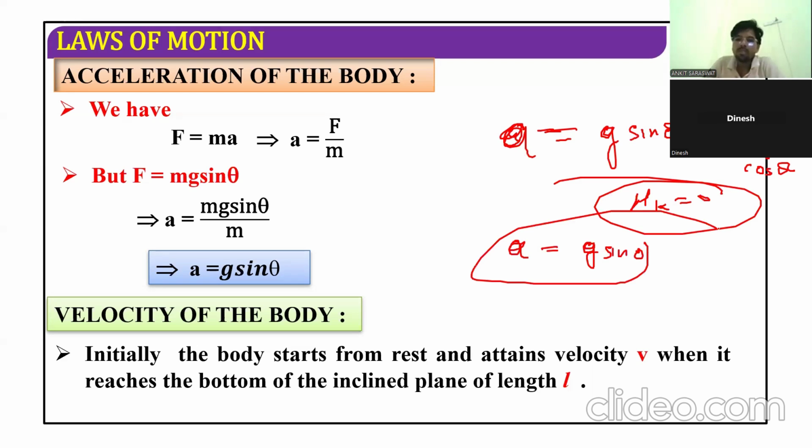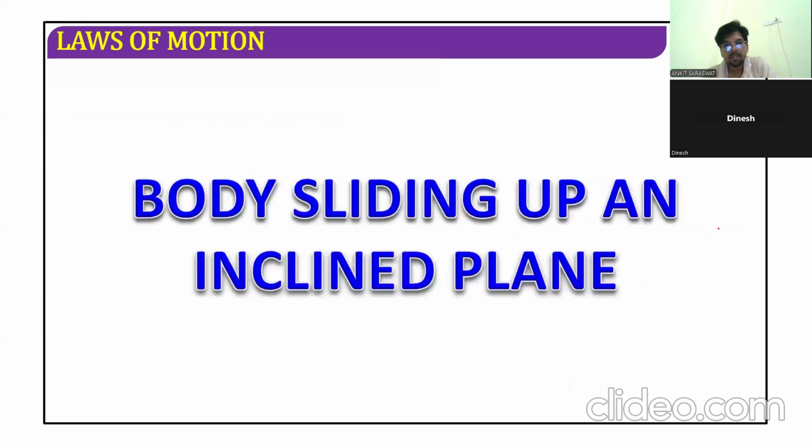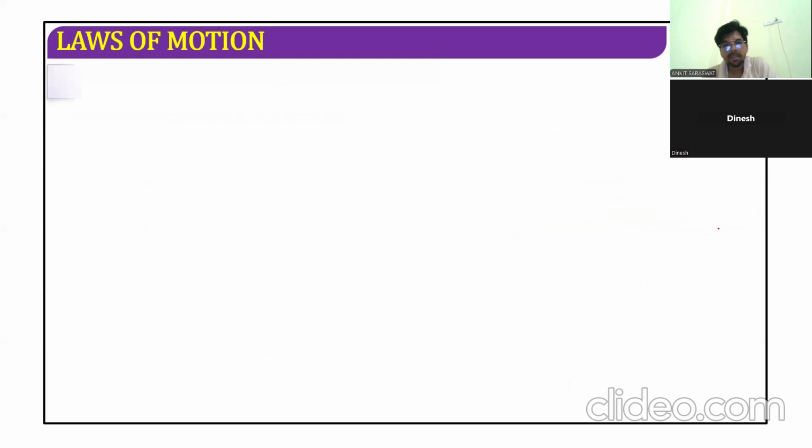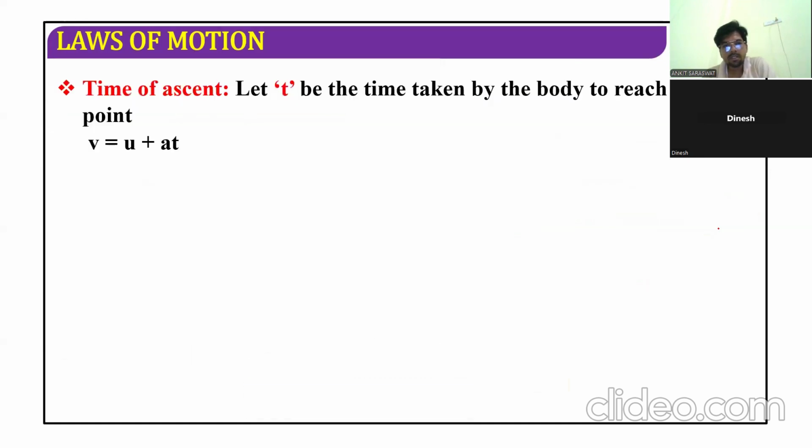There is no friction, then mu k is 0. Now, smooth surface and mu k is 0. Yes, sir, that is the case. This is simply a wastage of time. Body slide up, simple wastage of time. Same thing.